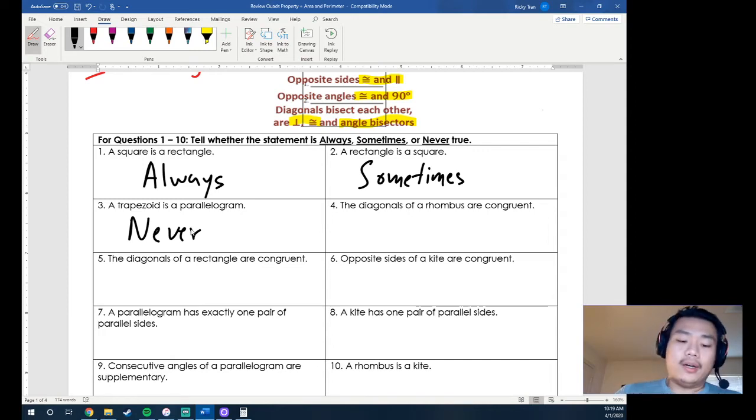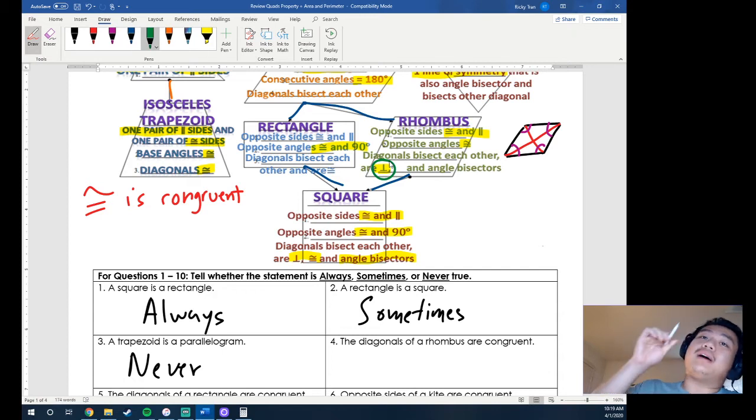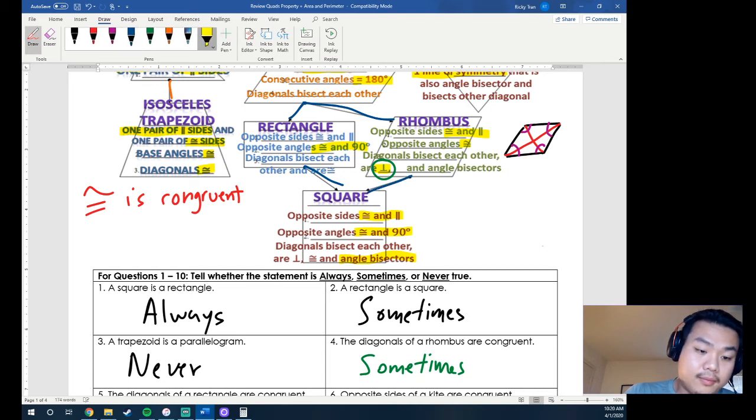All right. Number four, it says the diagonals of a rhombus are congruent. It says right here that they are perpendicular, but it doesn't necessarily say they are congruent. Now, we talked about how sometimes is going down and always is going up. If you take a look, a rhombus right here is sometimes a square. And guess what? A square's diagonals are congruent. So whenever a rhombus is a square, they will have congruent diagonals, which means the rhombus will sometimes be congruent. Okay? Sometimes. The only time is when it's a square.